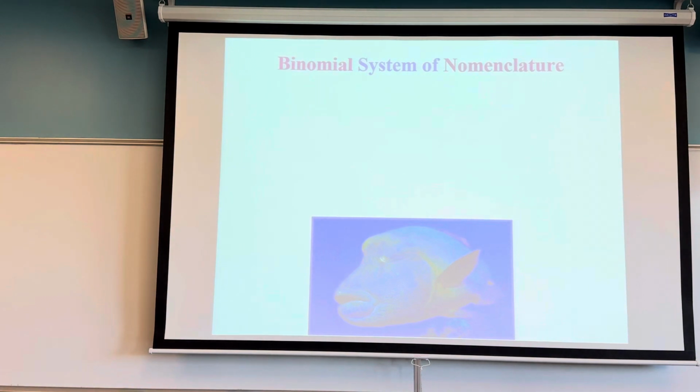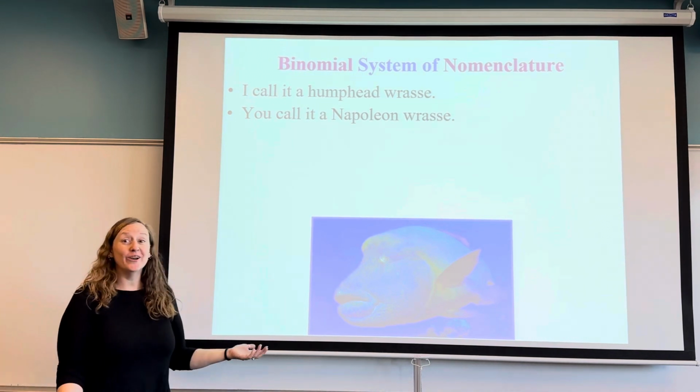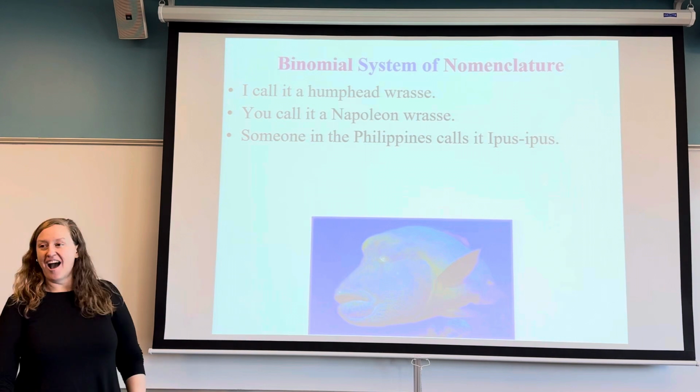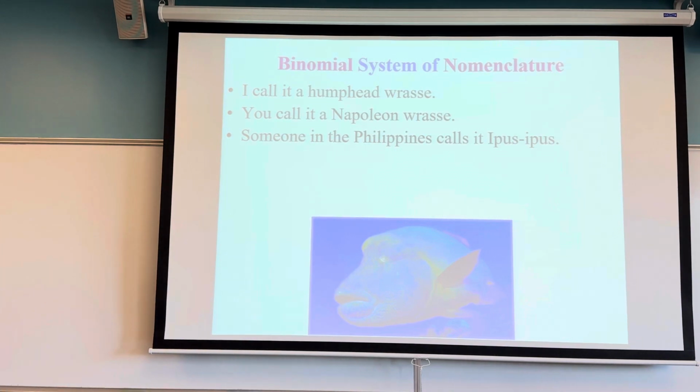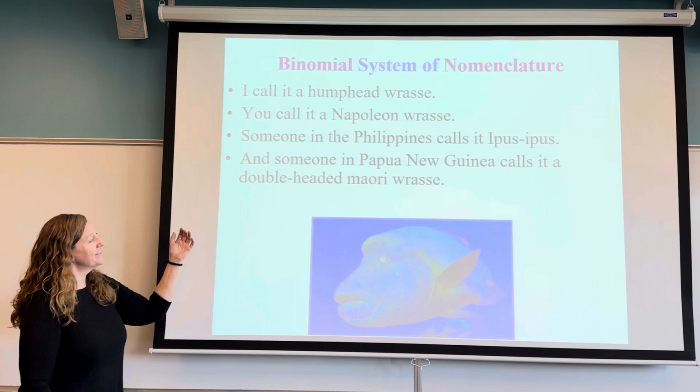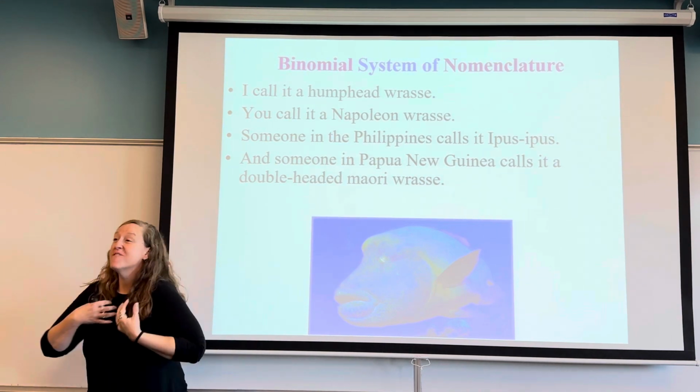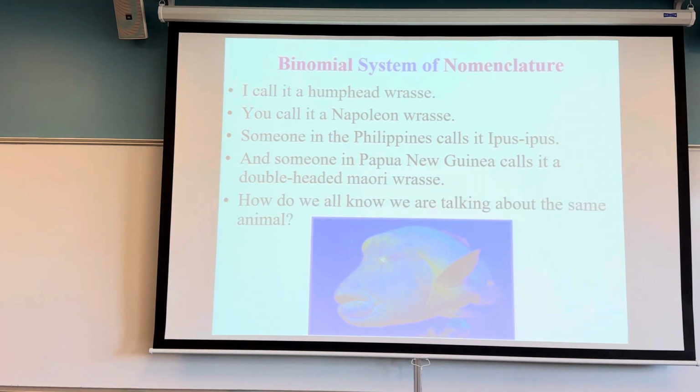I was scuba diving in the Philippines, and somebody on the boat said, "Oh my gosh, did you see that humphead wrasse?" And somebody else said, "I saw this Napoleon wrasse, it was wild." And somebody else said, "Oh, the Ipus, it was so cool." And then I was like, "Oh, I saw the double-headed Maori wrasse. I loved it, it's my favorite." Guess what? We were all talking about the same thing. Eventually in that conversation, we started talking about, well, what color was yours? What did it look like? What kind of behaviors did it do? And we're like, wait a minute. And then we go to our little identification book, and we're all talking about Cheilinus undulatus.